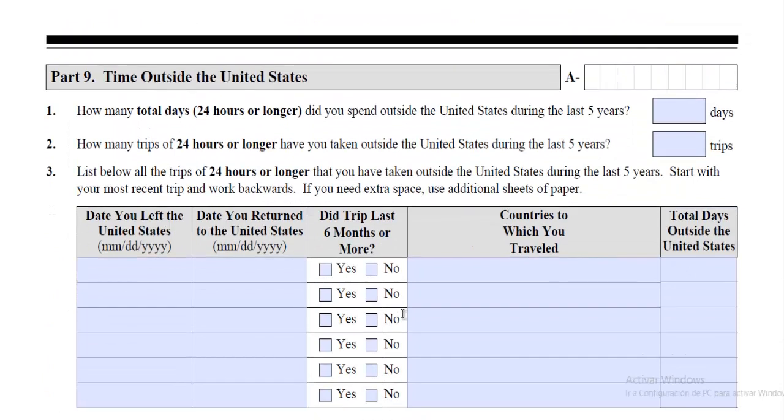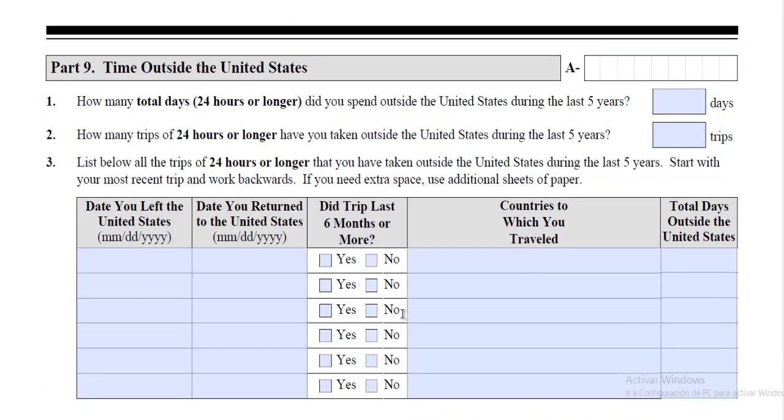In Part 9, time outside the United States. You will need to prove that you spent the required minimum amount of time in the U.S. in the years leading up to filing Form N-400, and that your visits outside the United States, including to Canada and Mexico as well as other countries, did not last too long. If you cannot determine the information, enter as much as you can.